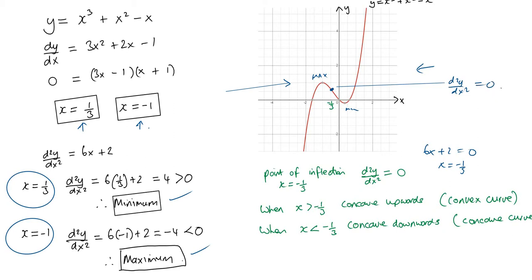When x is greater than minus a third, it's concave upwards, and when it's less than minus a third, it's concave downwards. So that's all for now, but in the next video I'll be looking more at points of inflection and stationary points of inflection.